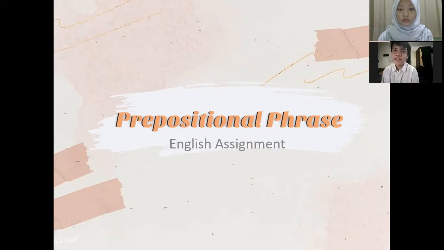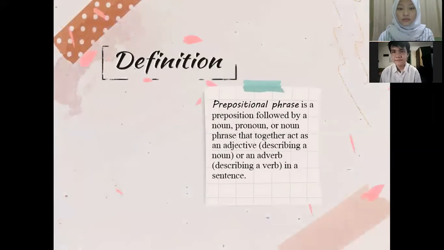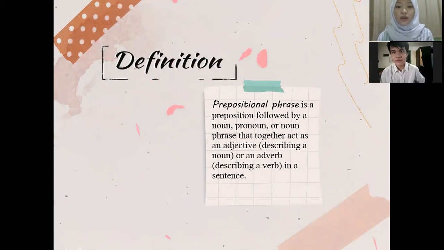Next up, we're going to talk about prepositional phrase. So the definition of prepositional phrase is a preposition followed by a noun, pronoun, or noun phrase that together act as an adjective describing a noun or an adverb describing a verb in a sentence.